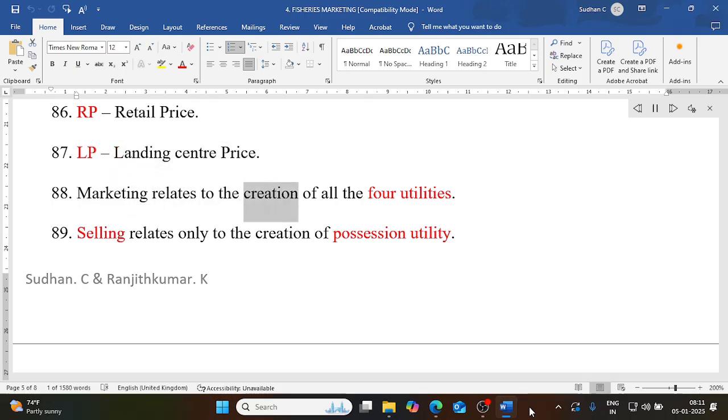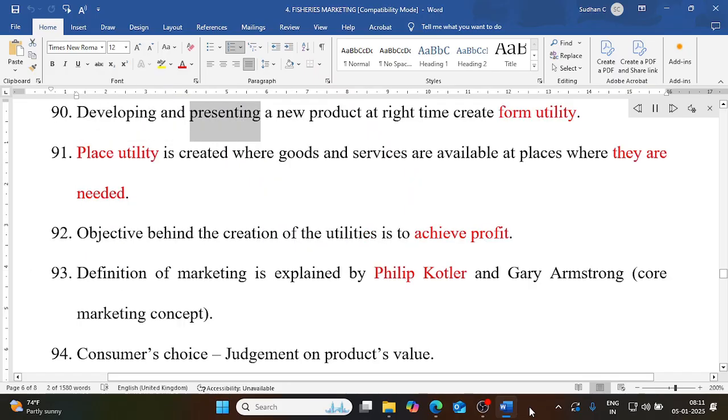Marketing relates to the creation of all the 4 utilities. Selling relates only to the creation of possession utility. Developing and presenting a new product at the right time creates form utility. Place utility is created where goods and services are available at places where they are needed. The objective behind the creation of the utilities is to achieve profit. The definition of marketing is explained by Philip Kotler and Gary Armstrong.